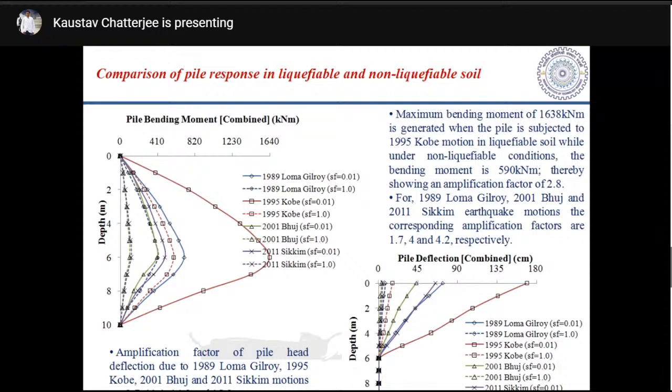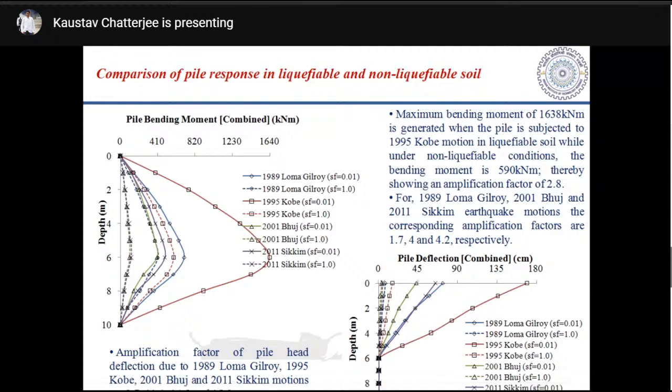This is because the time history of Kobe motion has fewer load reversals as compared to Bhuj and Sikkim motions. Since for Bhuj and Sikkim, load reversals are much higher as compared to Kobe, the amount of amplification is also much higher. As a result, the destruction due to these earthquakes was much higher as compared to the Kobe earthquake.